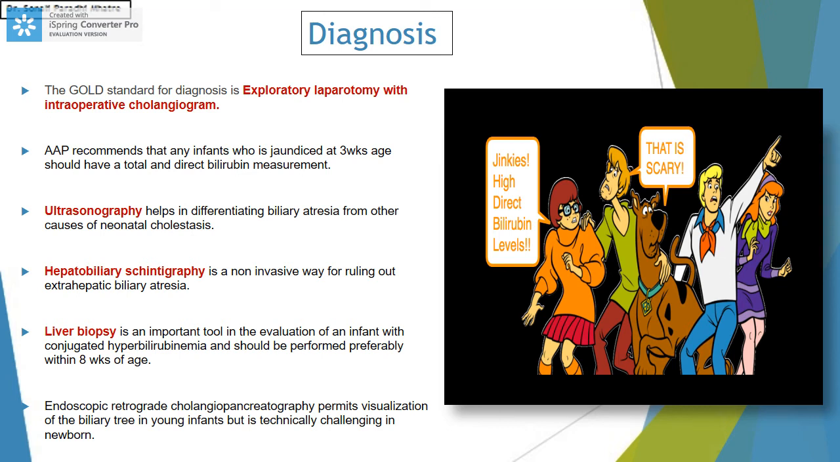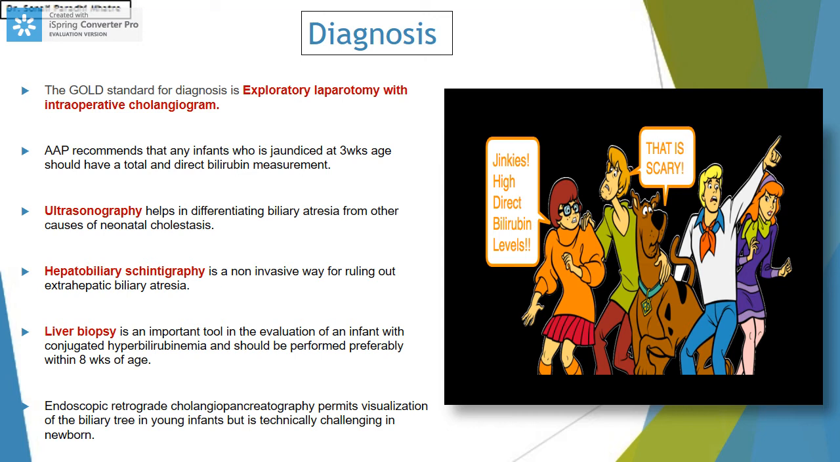So how do we diagnose it? The gold standard for diagnosis is exploratory laparotomy with intraoperative cholangiogram. Now, the American Academy of Pediatrics recommends that any infant who is jaundiced at 3 weeks of age should have a total and direct bilirubin measurement. Ultrasonography is one of the modalities, being non-invasive. It helps in differentiating biliary atresia from other causes of neonatal cholestasis, as we can have absence of the gallbladder, which can be a very important marker.